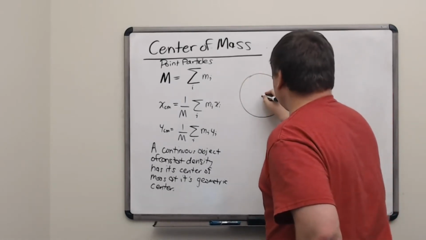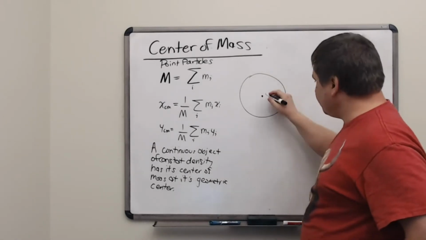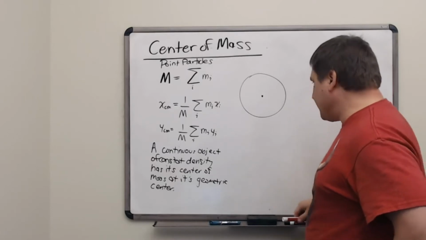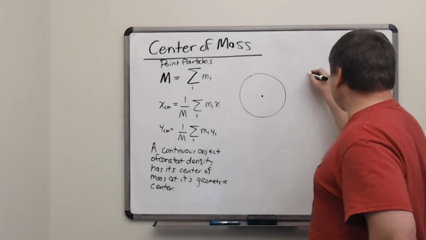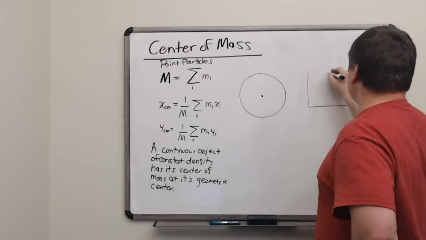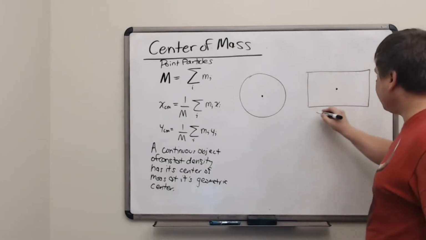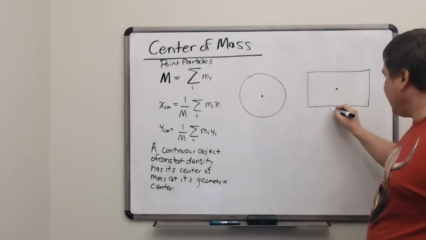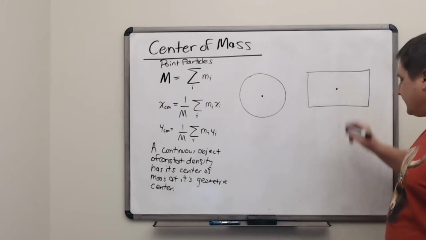So, for example, a disk, sphere, circle, the center of mass would be at the center of the circle. That's a geometric point that's at the center. If we have something like a rectangle, the center of the rectangle geometrically is halfway from either edge vertically and halfway from either edge horizontally. So that is the center point there.